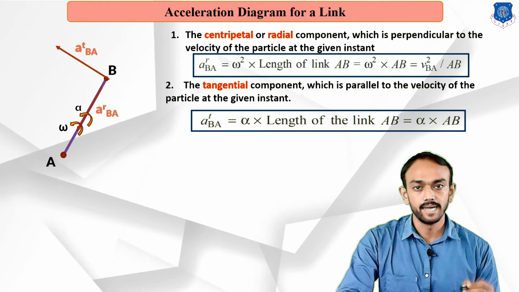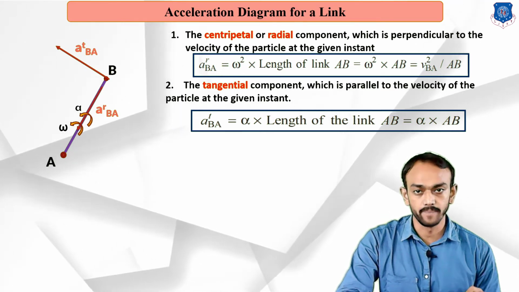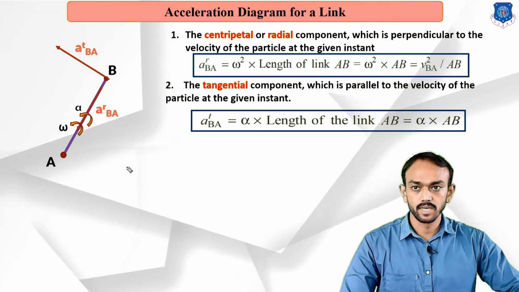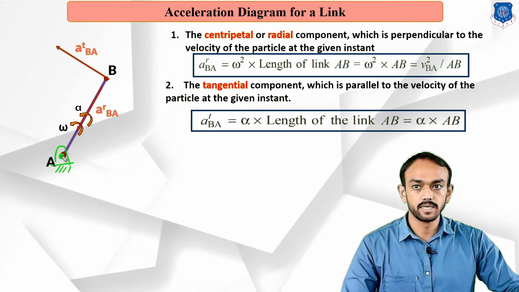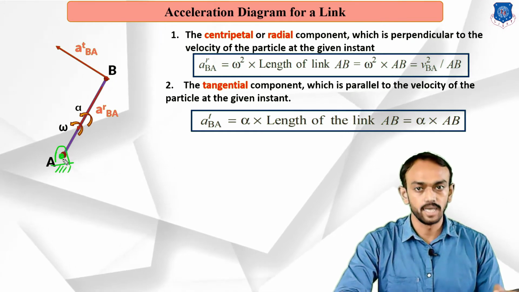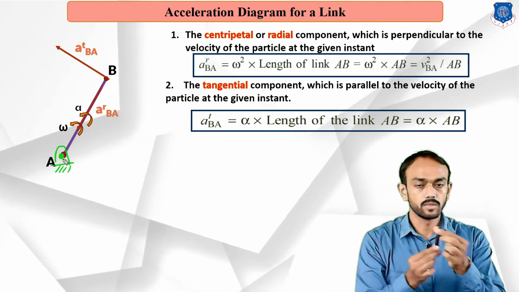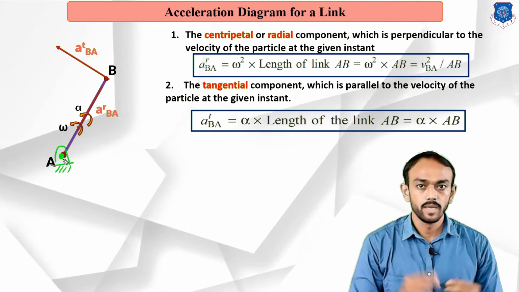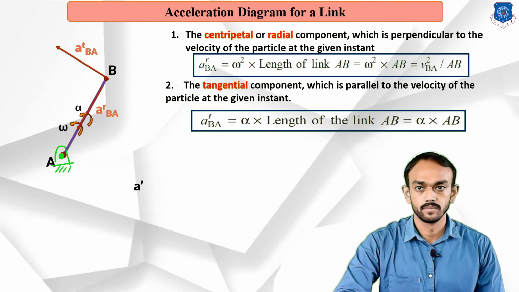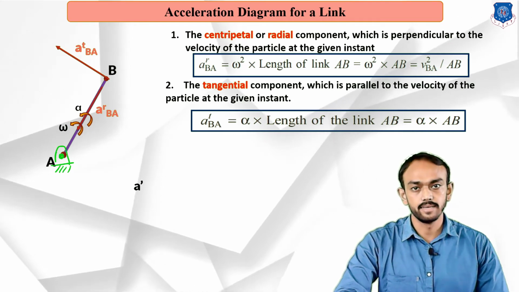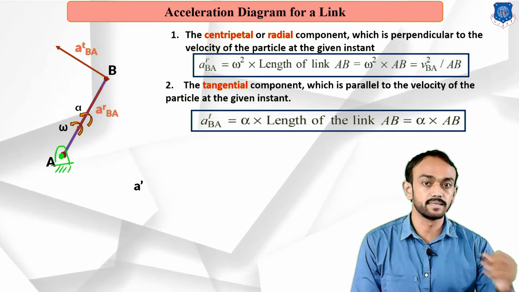Now let's make the acceleration diagram for this single link AB. As you can see here, point A is fixed and there is a turning pair between this fixed element and link AB. So this whole link will oscillate with respect to A. Now as A is a fixed point, first of all we take point a dash, a fixed point. In an acceleration diagram we take a dash, b dash and c dash.